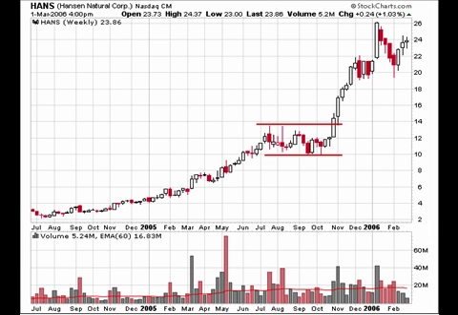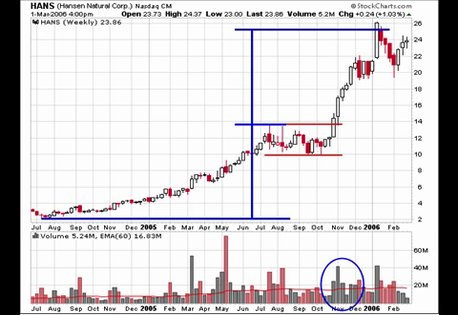Here's Hansen Natural. The stock had steadily climbed for several months and then traded into a 4-month flag pattern. Volume surged on the breakout and the stock immediately separated itself from the pattern. In this case, it was the move to the far side of the pattern that identified an area profits should be taken.